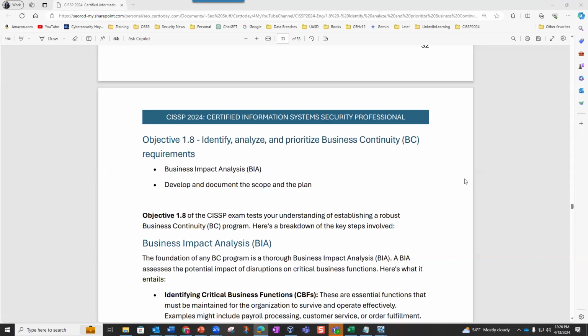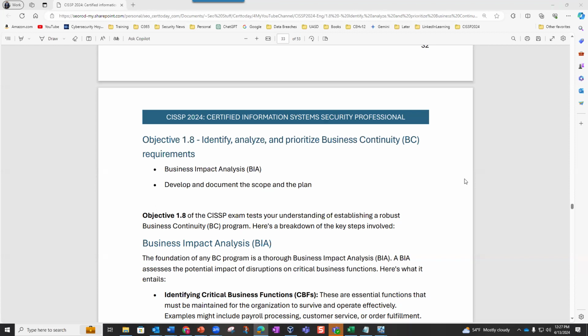Welcome to Objective 1.8, identify, analyze, and prioritize business continuity requirements, BC. Continuing with our study guide for the CISSP 2024.